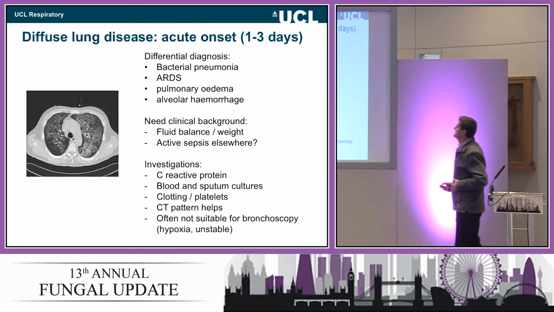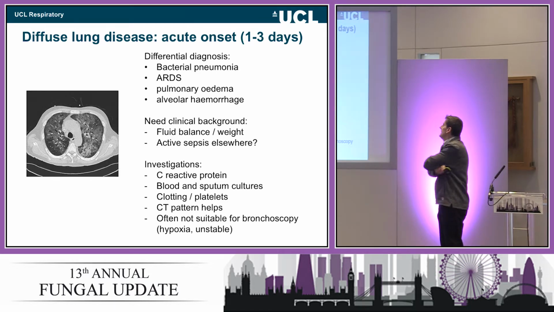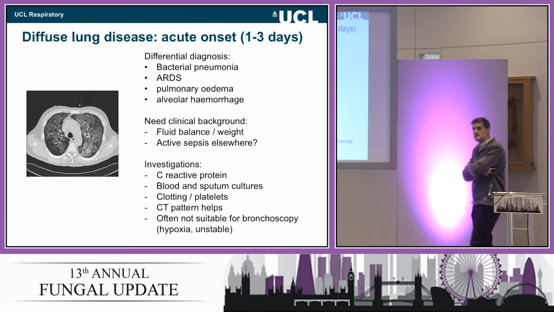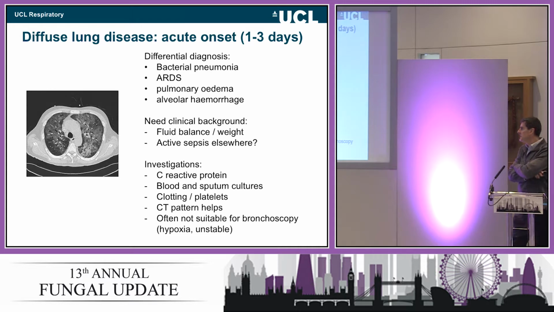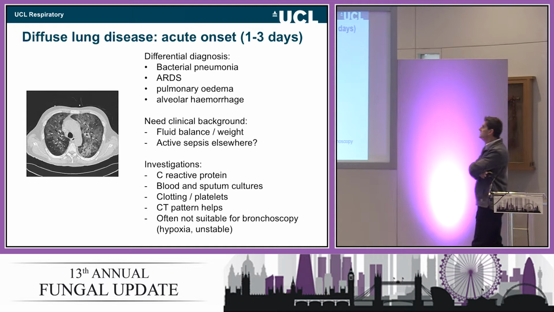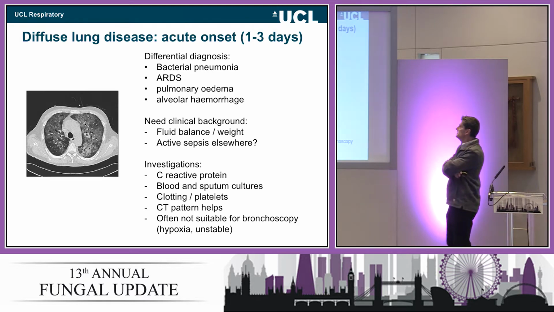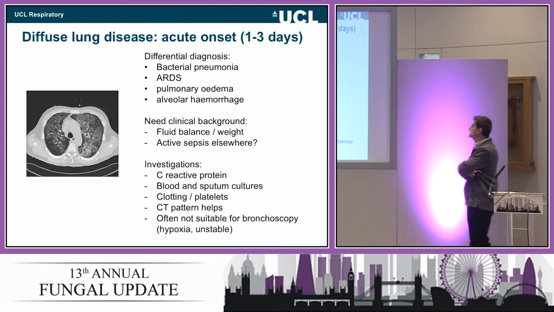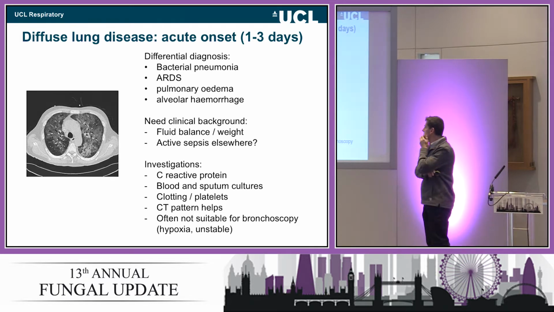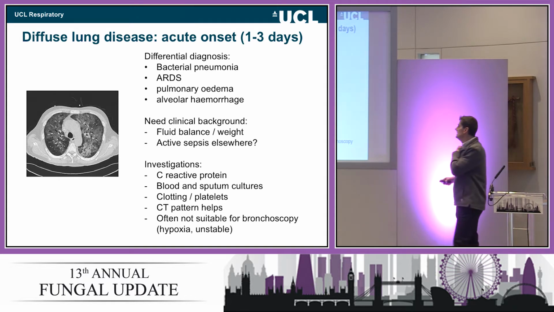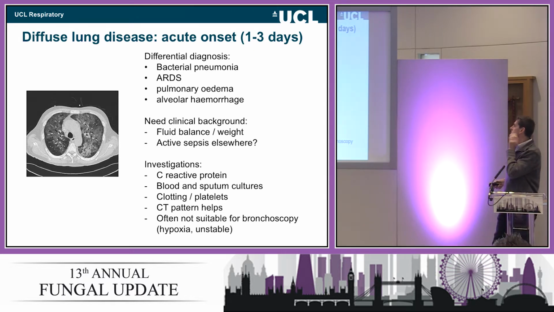So, how do we approach this? Well, clinical background, fluid balance, weight. How often I go up to the wards and I see the patient was 60 kilograms 7 days before, is now 65 kilograms, and they're breathless. That is like the easiest diagnosis to make. The question about whether they've got sepsis elsewhere, which might be causing ARDS, needs to come into the equation. CMV reactivation needs to be looked for. And the investigations: C-reactive protein, blood and sputum cultures, clotting and platelets for diffuse alveolar hemorrhage. The CT pattern helps, and I'll give you some examples shortly.